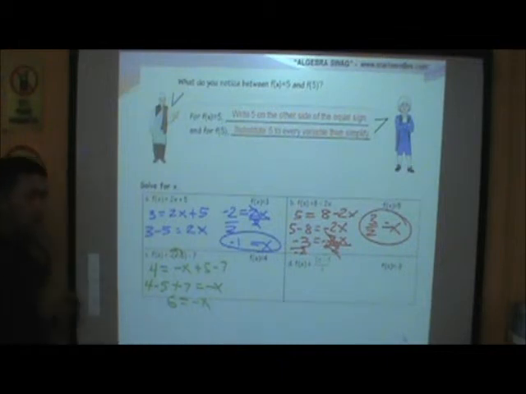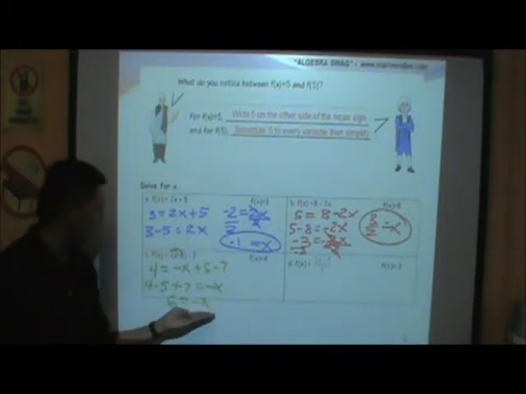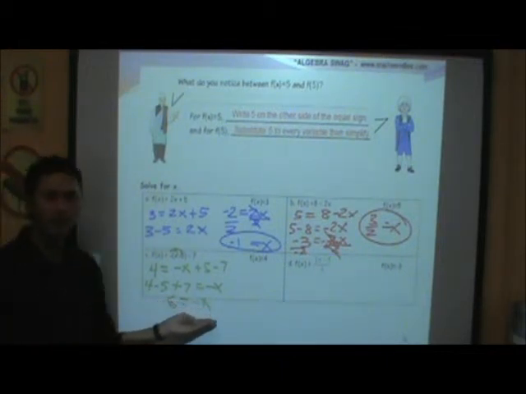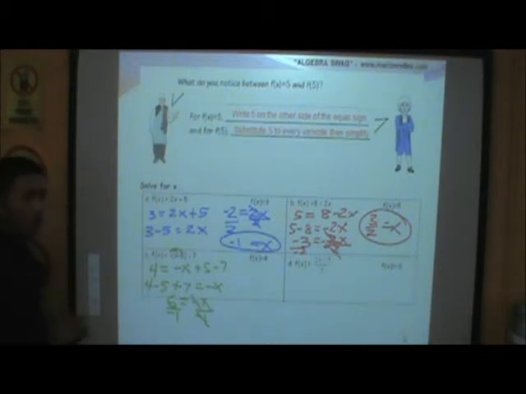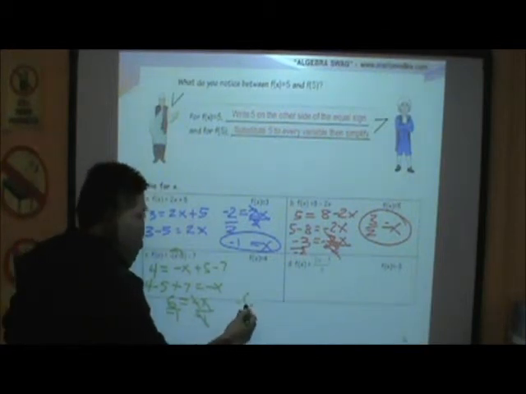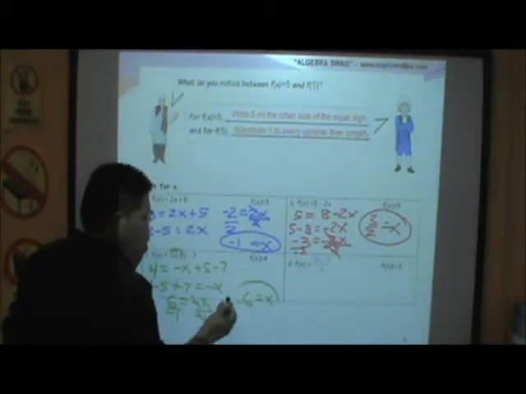But wait, when we're solving for x, we do not allow a negative x. That's why we have to divide both sides by negative 1. When we're solving for x, we only need positive x. So now you have 6 divided by negative 1 is negative 6, which is equal to x.